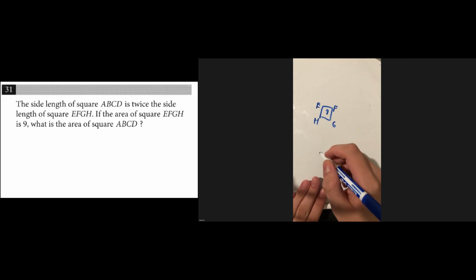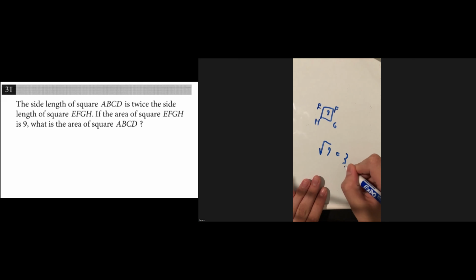Okay, so for this one, we're told that there's two squares. It tells us that the area of square EFGH is 9. And so to find the side length, we would just have to find the square root of 9, which is 3. So the side length of square EFGH is 3.